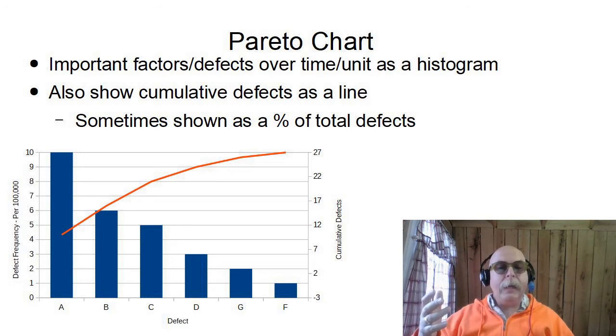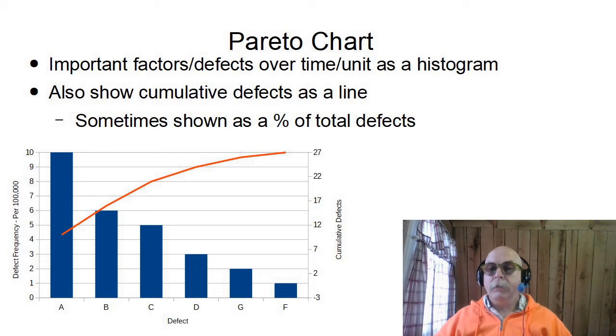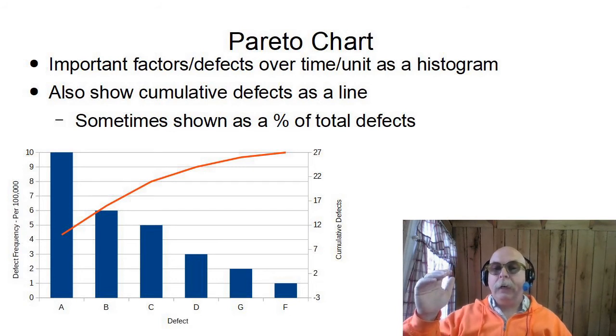So it's kind of like a histogram, but this extra line represents the sum of the defects or the cumulative defects here. It could also be a percentage, the percentage running total of them. So you can see that A represents about half, a little bit under half of the total defects, where A and B represent about 17 of 27, or almost two-thirds.